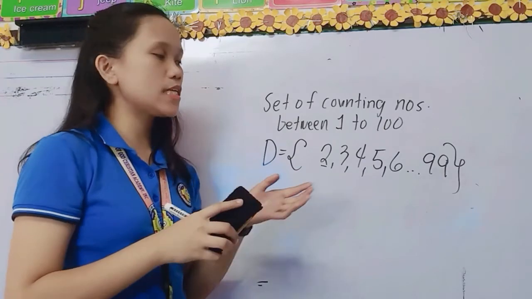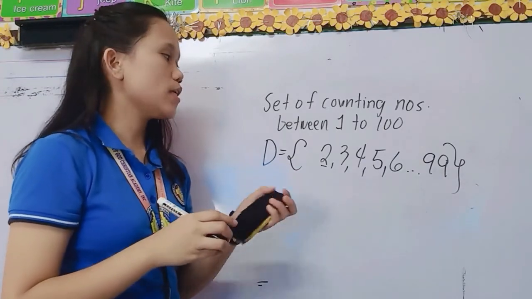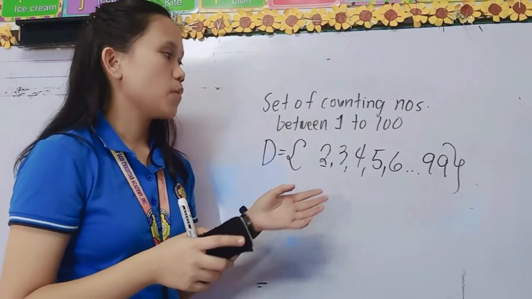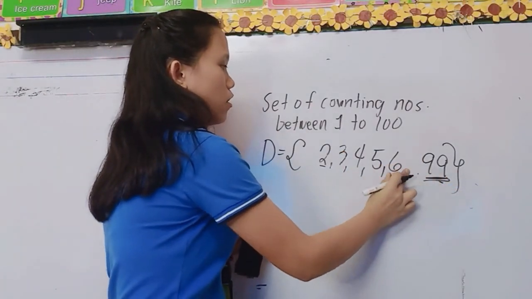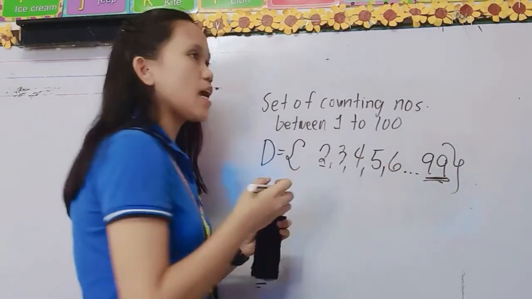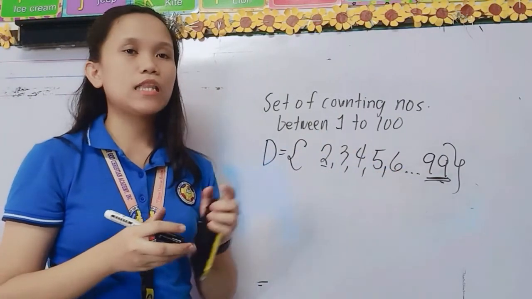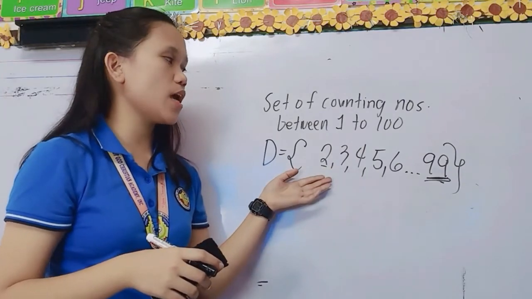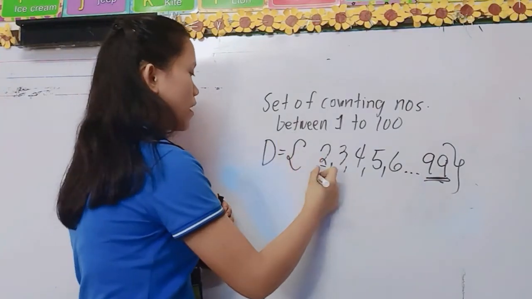So is this kind of set a finite set or an infinite set? This set is still a finite set because there is a defined last element. If a set ends in an ellipsis only and there is no defined last element, that is called an infinite set. But since this set has a last element found here, it belongs to a finite set.